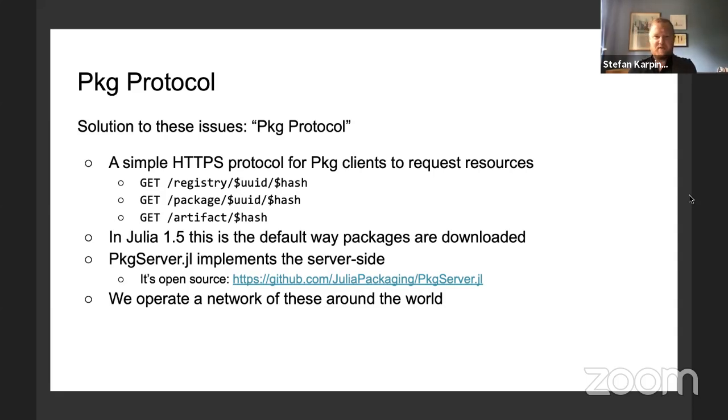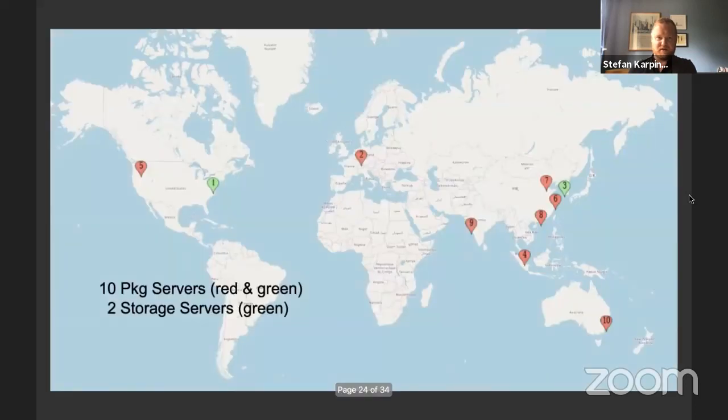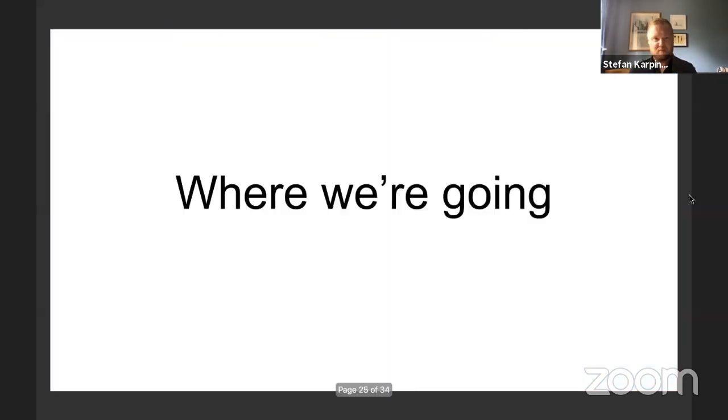So, check it out if you're interested. And we operate a network of these around the world. Here's a little map. There are 10 package servers, which are the red and the green. And then there's a thing called a storage server, which is basically a persistence layer behind the package servers, which are just caches. And we have 2 of those on opposite ends of the planet. This is probably going to grow. We want to cover the entire world, but it depends on where AWS offers certain services. So as soon as that expands, we'll be everywhere.